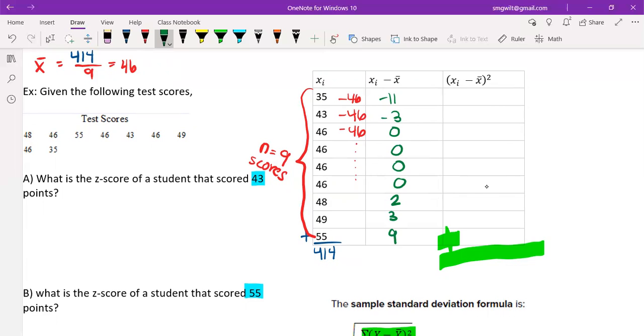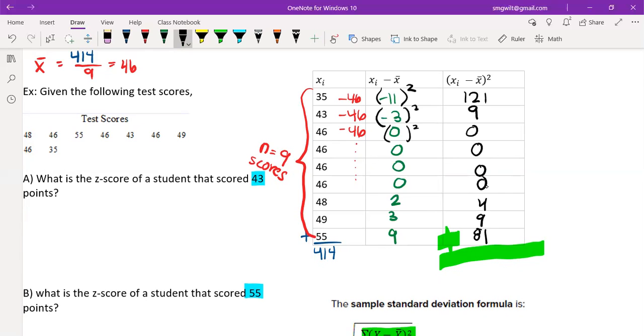The last step here is that I want to take and square these differences. That's my next step. So negative 11 squared is 121. Remember, because I'm squaring numbers, these should all be positive. 3 squared is 9, 0 squared is still 0, 2 squared is 4, 3 squared is 9. And then 9 squared is 81.